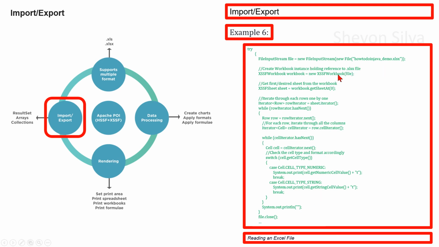In this code you can see create workbook instance holding reference to .xlsx file. Here you can see get first desired sheet from the workbook. Here you can see iterate through each rows one by one. Here you can see for each row iterate through all the columns. Here you can see check the cell type and format accordingly.